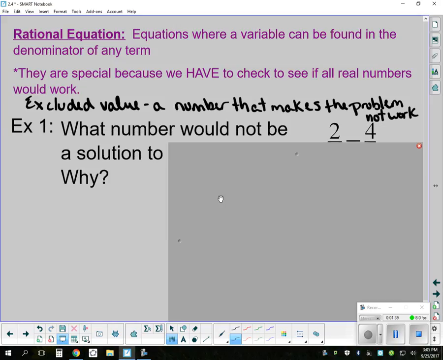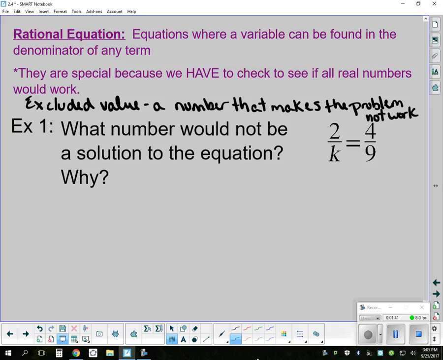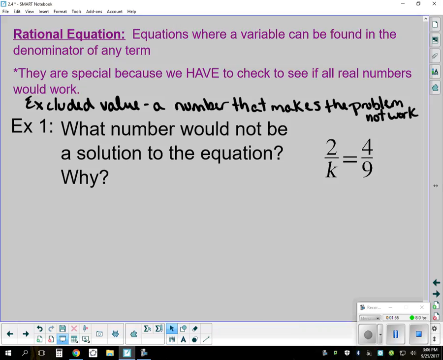So what number would not be a solution to this problem? In other words, if you're looking at this equation, what number could be in the spot where the k is that will totally screw up your problem? It would give you all kinds of issues. So the number that's going to give us all kinds of problems is 0. Why is that? We are never allowed to divide by 0.